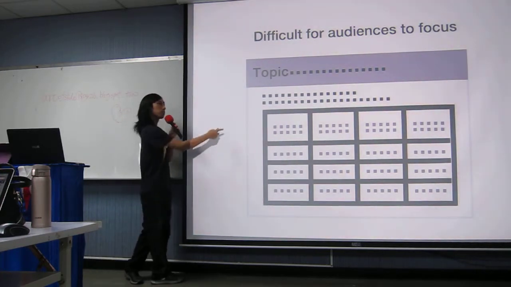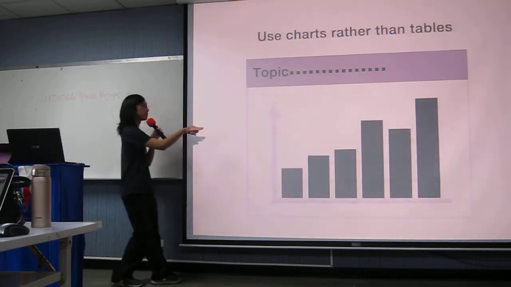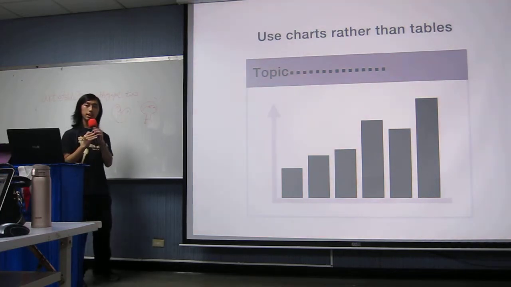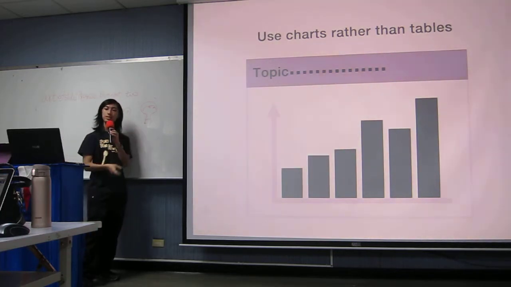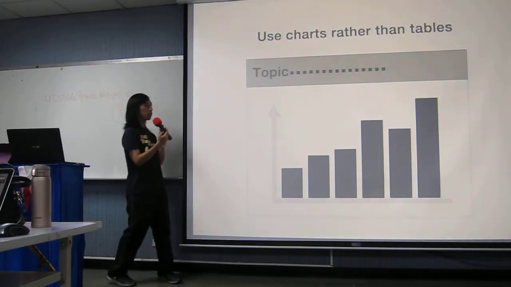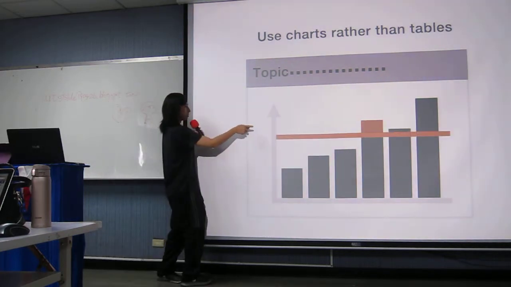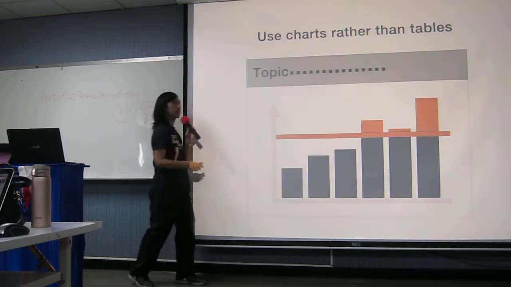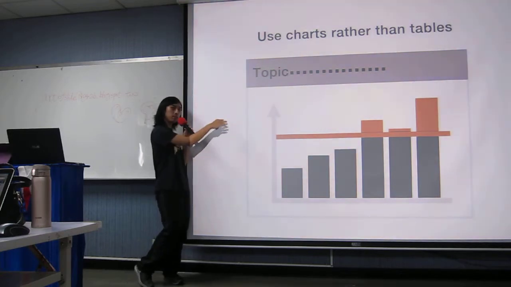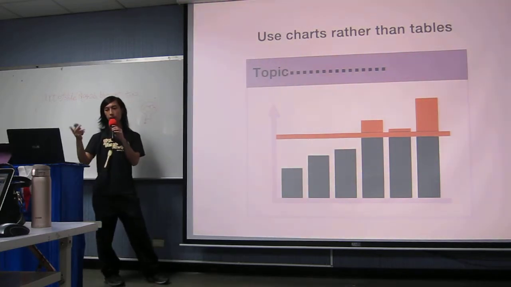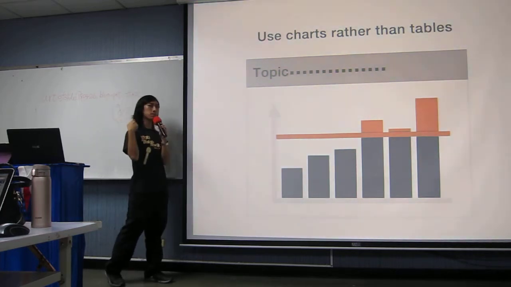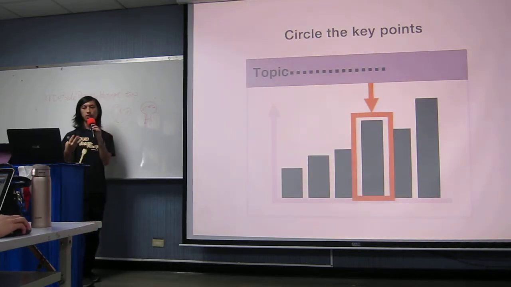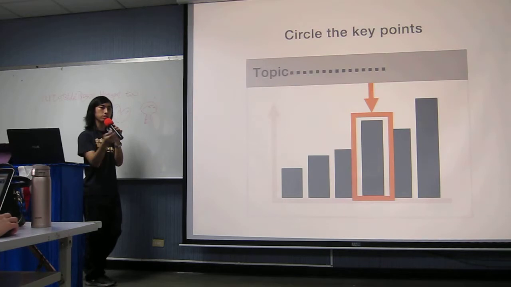For example, turn this table into this chart. There are several advantages to using charts rather than tables. For example, if I want to emphasize those values above this value, then you can easily draw some colors on that, and that can help your audience realize what you are talking about more. Or you can circle the key points that you are going to talk about and you want your audience to focus on.